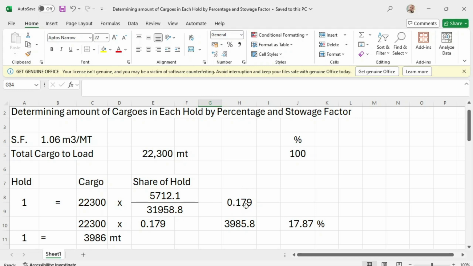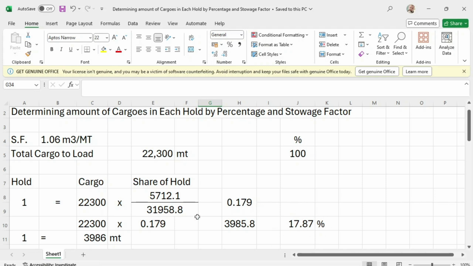With the percentage, you multiply the percentage by the total cargo to load, and you will have the value of 3,985.8. To round it up, you have 3,986, and the percentage being loaded in that hold is 17.87%.